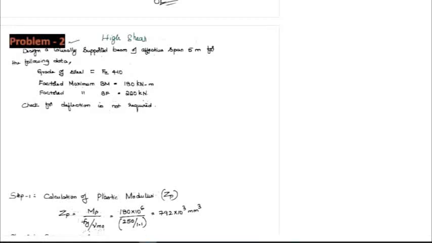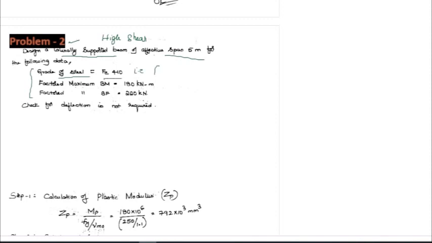In the previous video, we designed a laterally supported beam for low shear. And let me solve a problem related to high shear. As you can see in this, we have to design a laterally supported beam and its effective span is 5 meter. For the following data, the grade of steel that is used is Fe410.